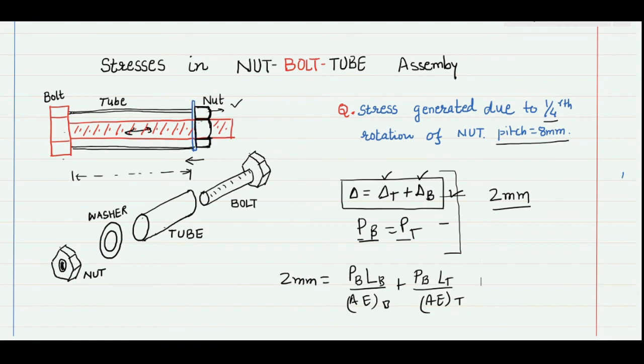So with this last example, I am closing today's session. We have seen some four or five types of problems: statically indeterminate structures, as well as parallel bars, and lastly the nut-bolt system. So please practice these problems. Also try to attempt other kinds of problems for your preparation. So thank you.